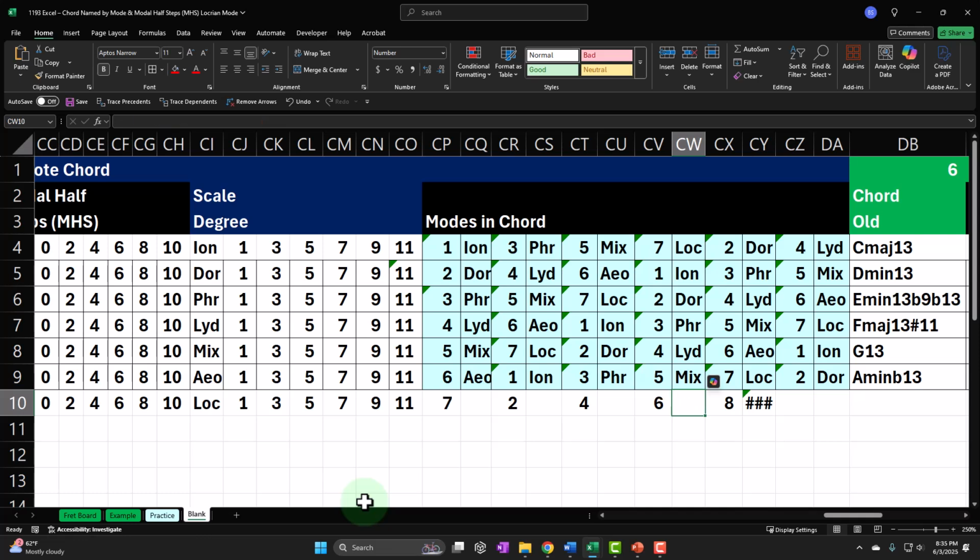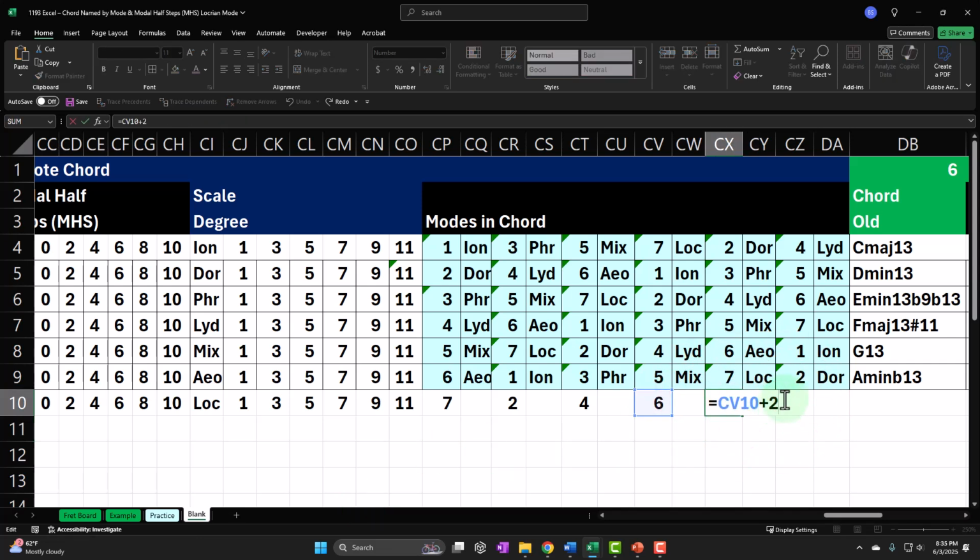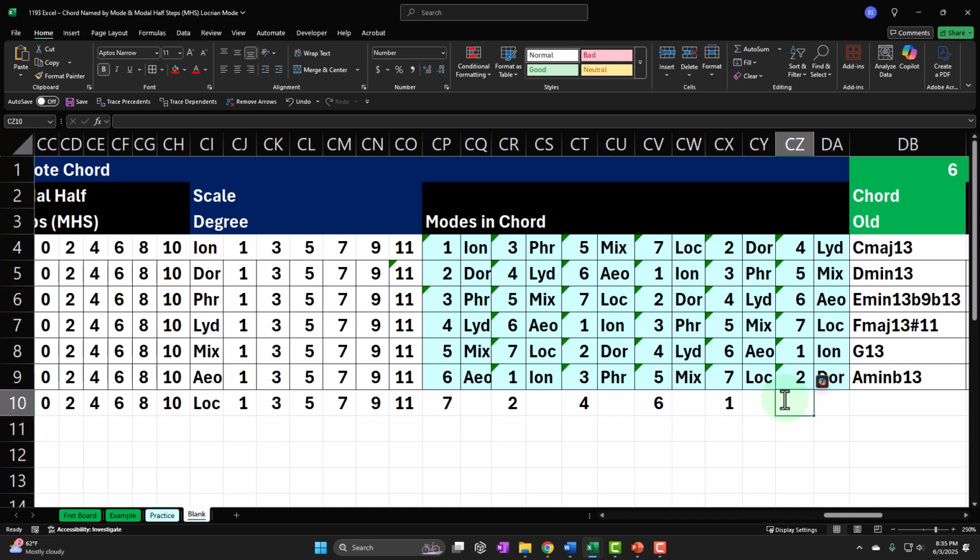Oh, wait, it's trying to help me. Don't try to help me. You're not helping. 6 plus 2 thinks it's doing something helpful. You're not doing anything helpful. You're making it worse. You're worsening things, Excel, when you try to help like that.